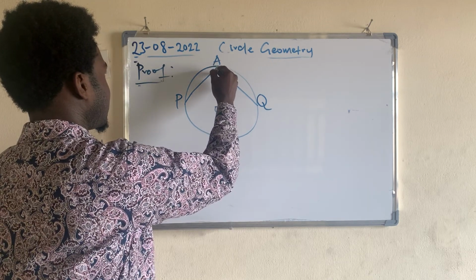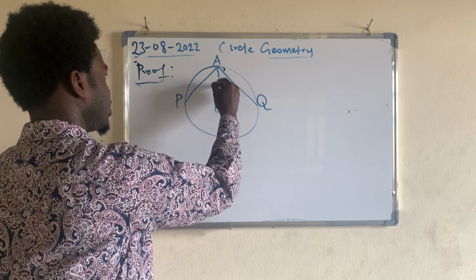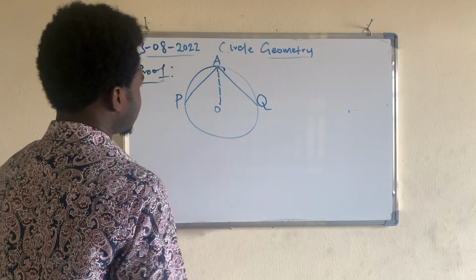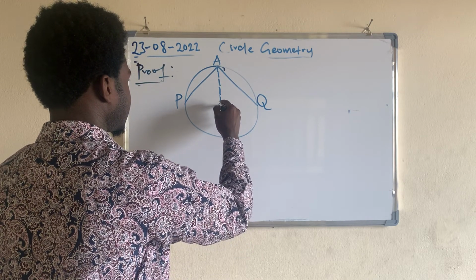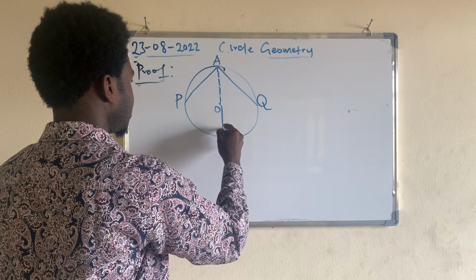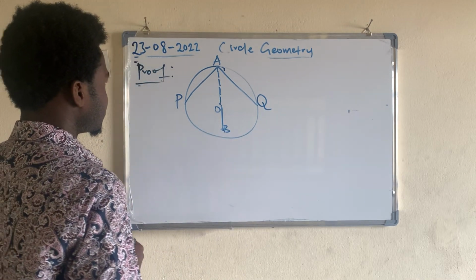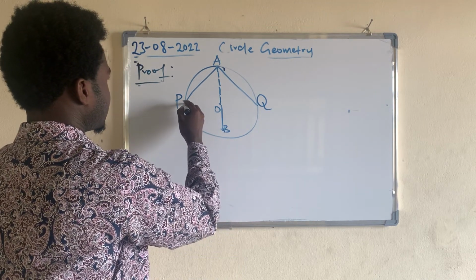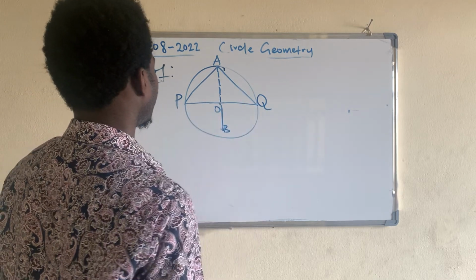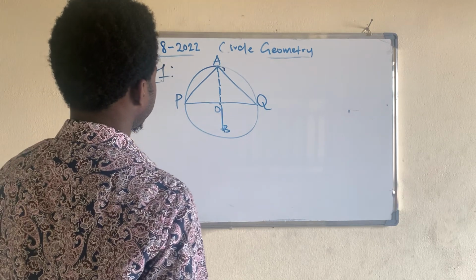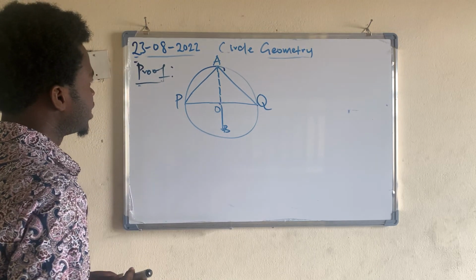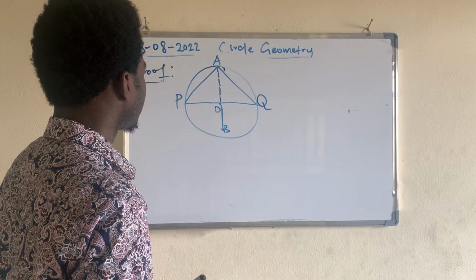So I'll create kind of dashed line that joins this point O. Then I will extend this to a point B. Let this be a point B. Very good. Likewise, I'll create a diameter. Diameter PQ. PQ is a diameter. Okay, from here we can carry on with our proof.